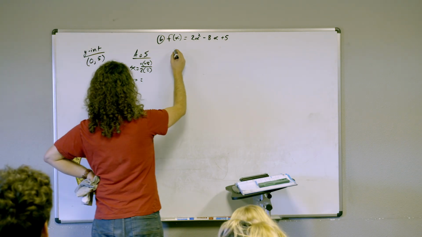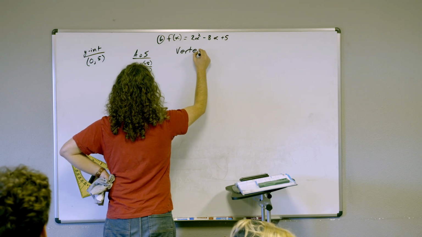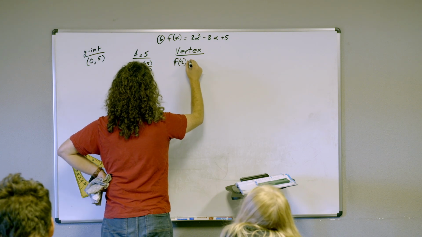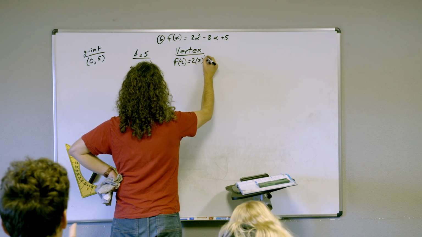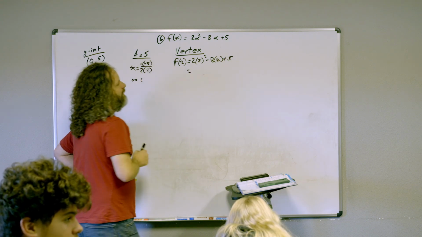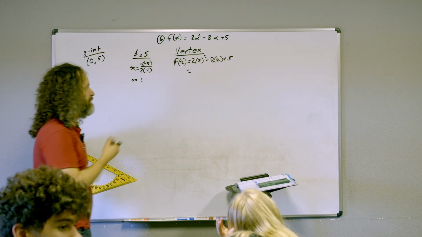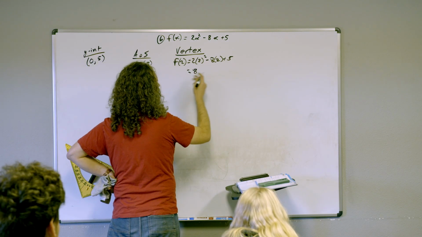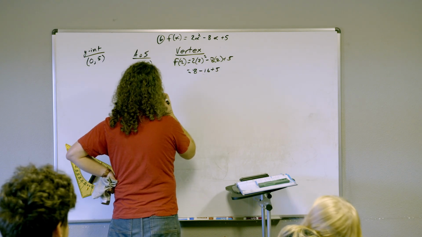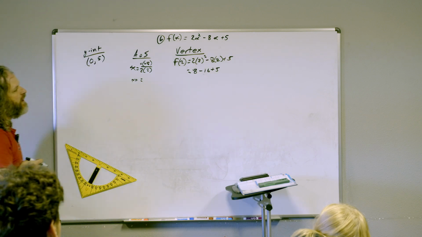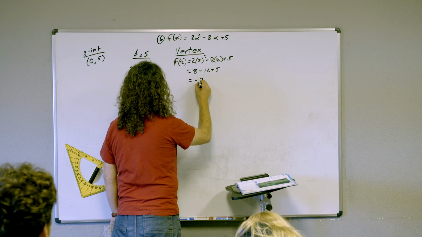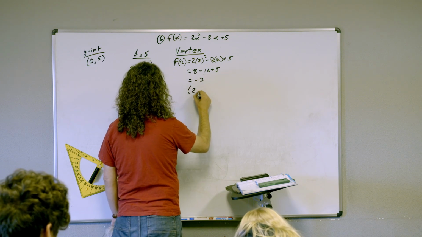Now the rest of the vertex, f of 2: 2 times 2 squared minus 8 times 2 plus 5. What's 2 squared? 4. Times 2? 8. And then -8 times 2? -16 plus 5. And then 8 minus 16 plus 5 is -3. So the vertex is at 2, -3.